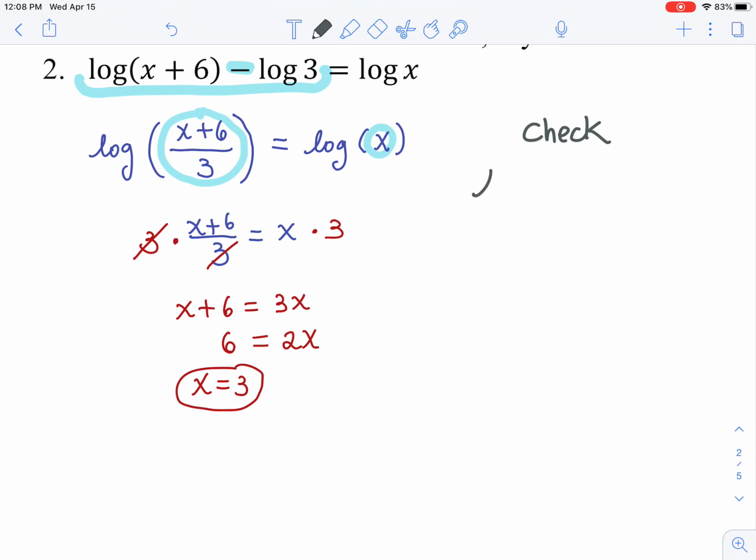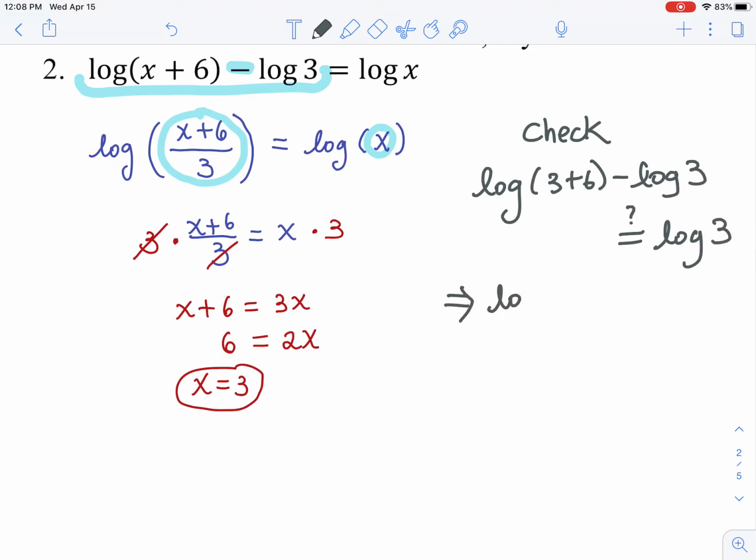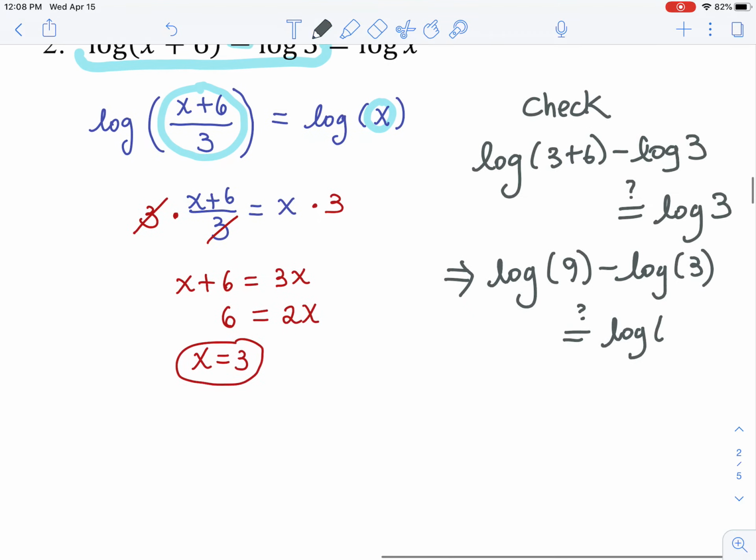Let me make this a little bit smaller so that I can do the work over here. So check. Plug in 3 into the equation. Log of 3 plus 6 minus log of 3. Is that really equal to log of 3? Well, let me go ahead and simplify as far as I can. Log of 9 minus log of 3. Is that really equal to log of 3? So that's what we're trying to check, right?